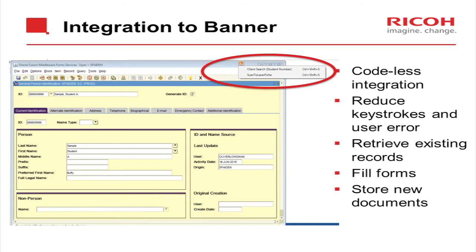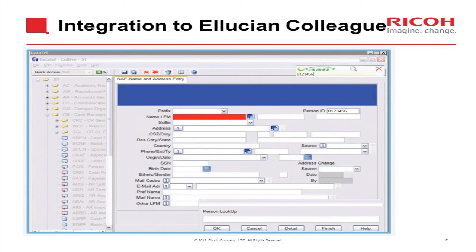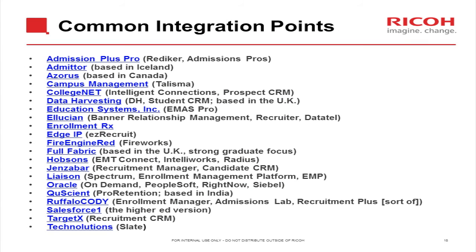This type of integration reduces keystrokes and user errors. It can be used to retrieve stored records, fill electronic forms, and store new documents as well, automatically filling the required field data by capturing the data from the student information system screen. Ideally, the same codeless integration should work across platforms, in this case, Ellucian's Colleague. Or any of these systems.